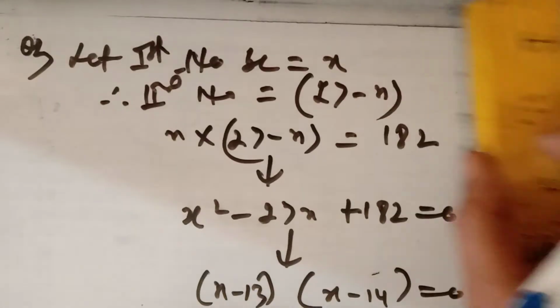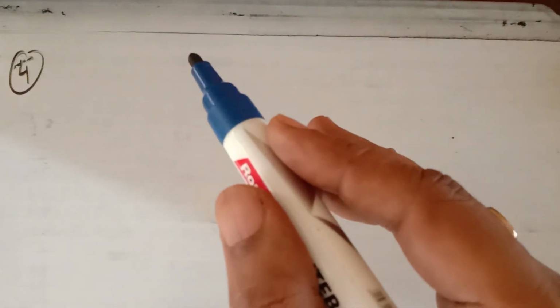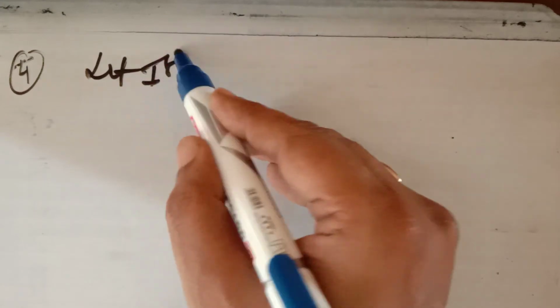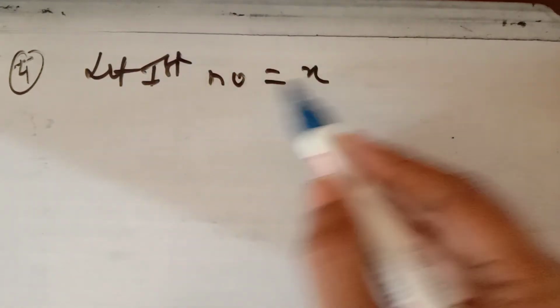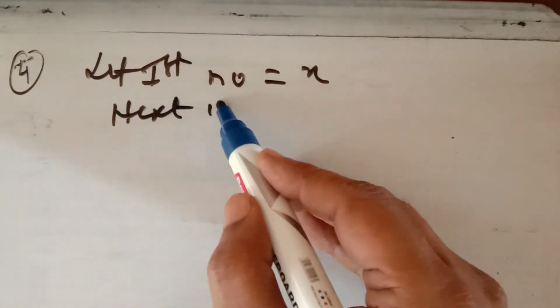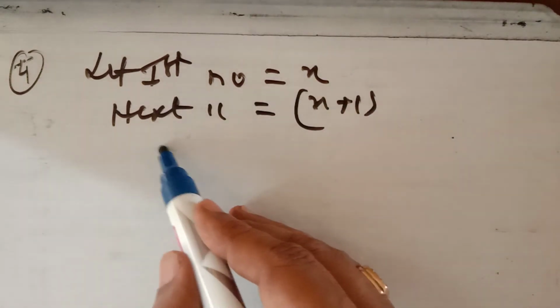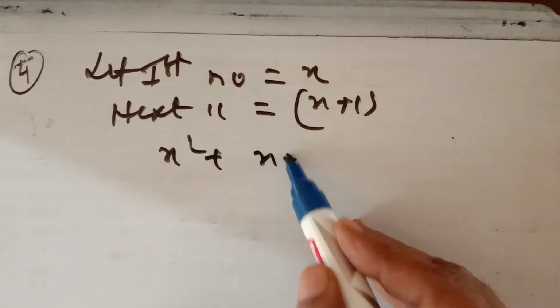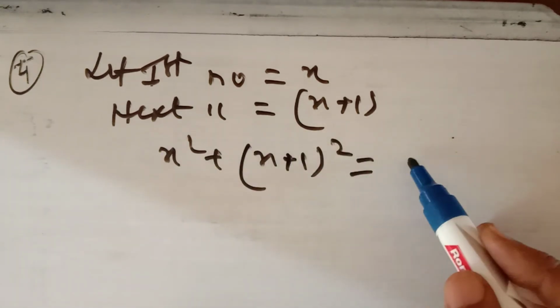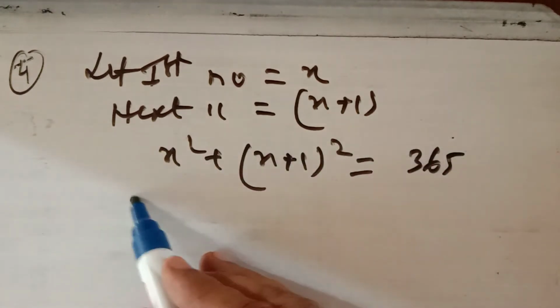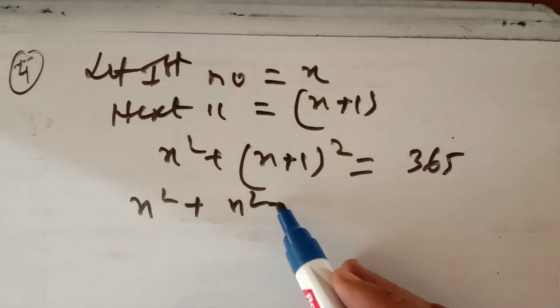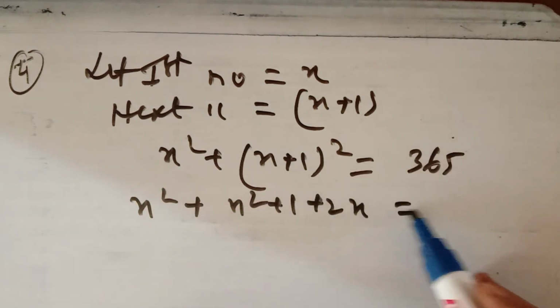Similarly, question number 4. It is given that two consecutive positive integers, the sum of whose squares is 365. So let the first number be X. So the next consecutive number will be X plus 1. Consecutive means the difference between the two numbers should be 1. And the sum of their squares is given as how much? 365. Square the second bracket, you will get this.